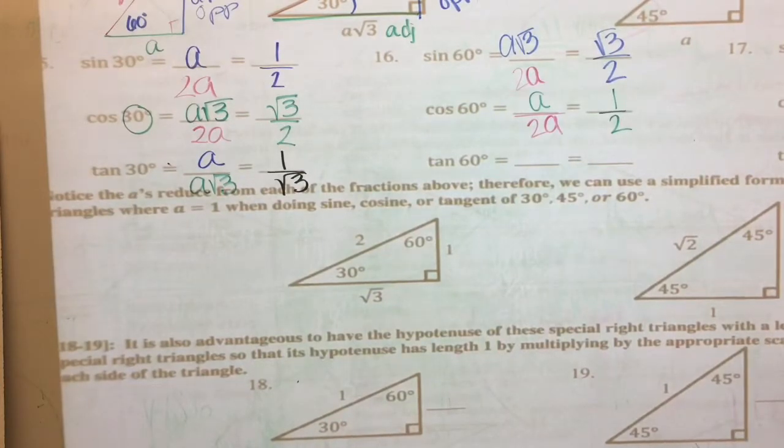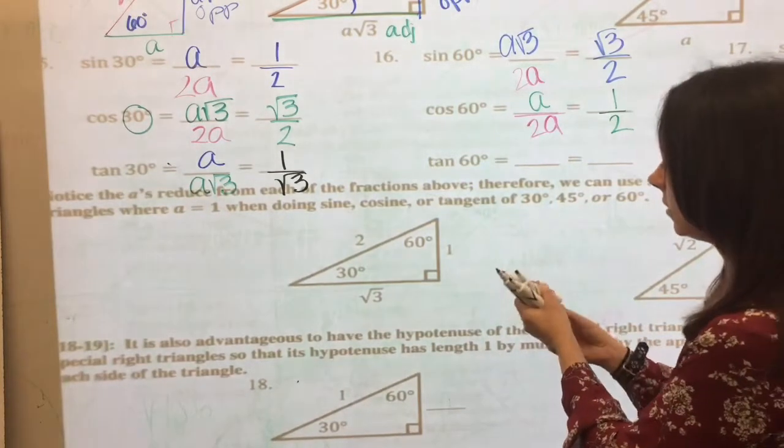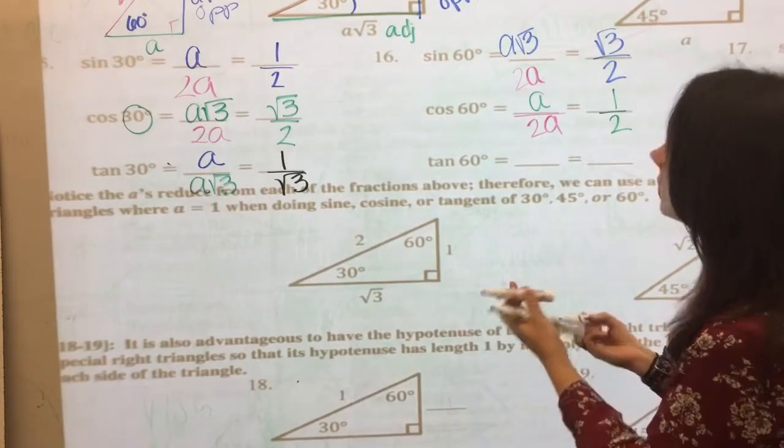Tangent 60. Callie, can you help me with that one? A root 3 over A. Good. And class, what do I get when I reduce that one?